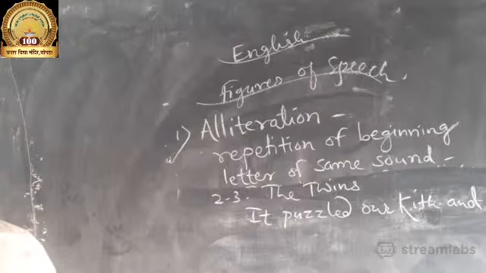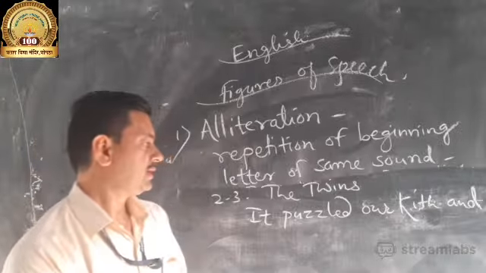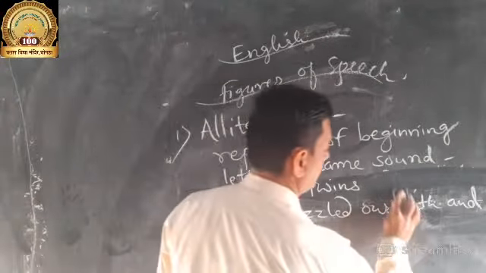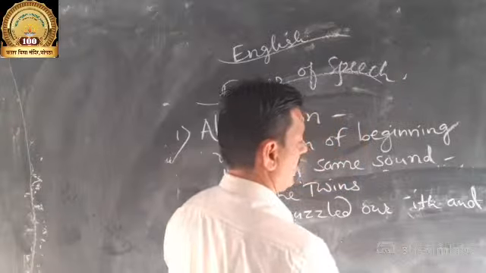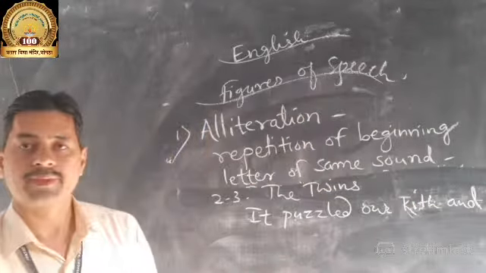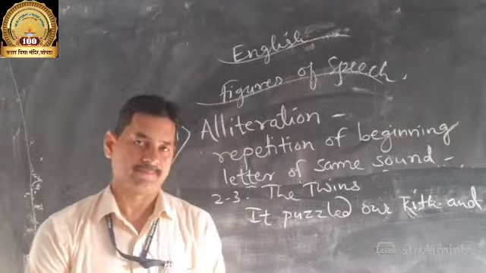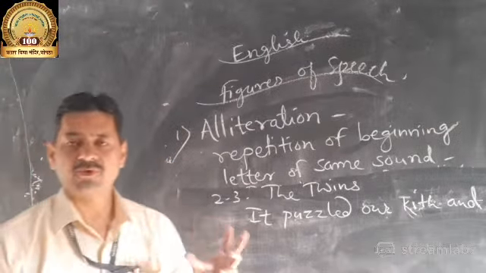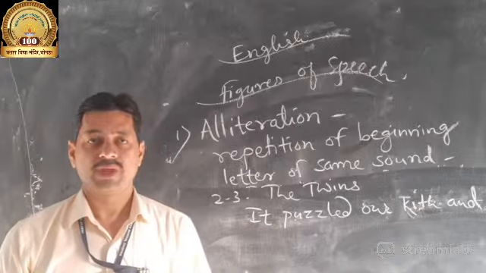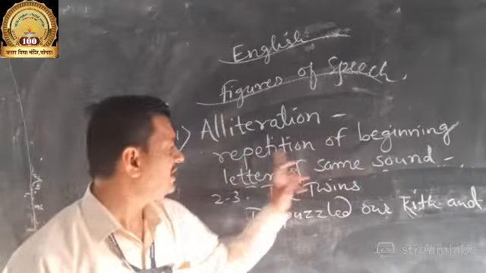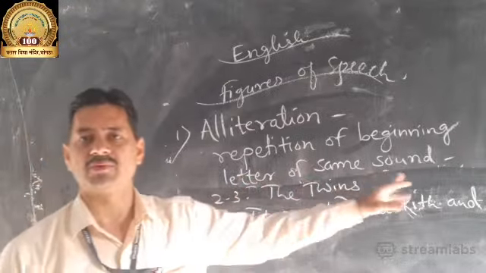Again, try to find out which letter is repeated here. Kith and kin. Okay? Which letter is repeated here? Of course, that is K. Right? So again, it is very easy for all of you. Again, I repeat, what is alliteration? That is repetition of the beginning letter, which has the same sound.